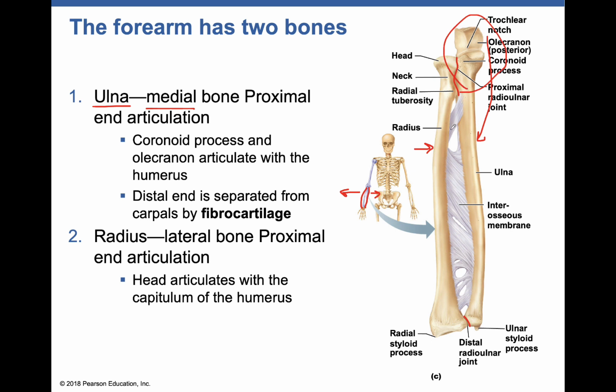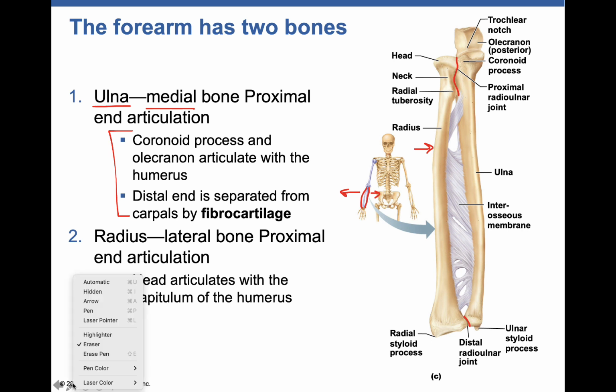So I'm going to show you an illustration in a second, but for right now, let's go through these facts. The ulna has something called a coronoid process. The coronoid process is labeled on the right side of that ulna. It is right here. The coronoid process is a ridge that sticks out anterior of the ulna.